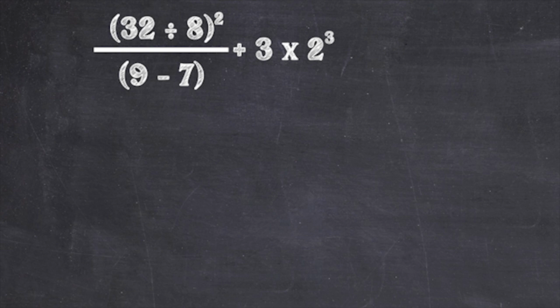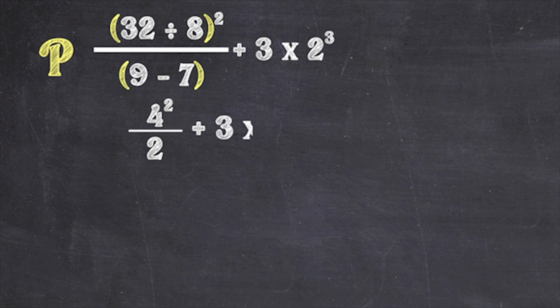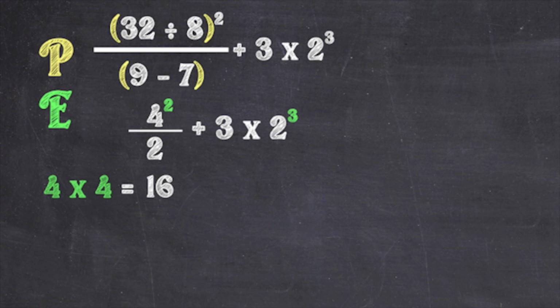Now let's perform the order of operations. For challenging problems, it's even more important to stay organized with your steps so that you don't get lost. There are 2 expressions set inside parentheses in this problem: 32 divided by 8 and 9 minus 7. 32 divided by 8 is 4, and 9 minus 7 is 2. So let's make the proper replacements. Now let's work on exponents. We can replace the 4 squared with 16, since 4 times 4 is 16.